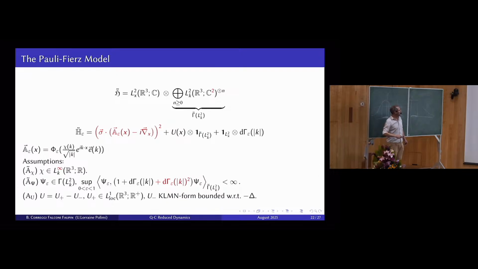I will not explain what this A is, but you can think of it as some kind of quantization of the magnetic field, or vector field. Here you have the Pauli matrices. And the assumption is a bit modified: chi is in L infinity, which is still nice. And for the control on the psi epsilon, that is, the vector field, you need a stronger control. You need to control the energy at the order 2. And the assumption on U does not change, it's the same.